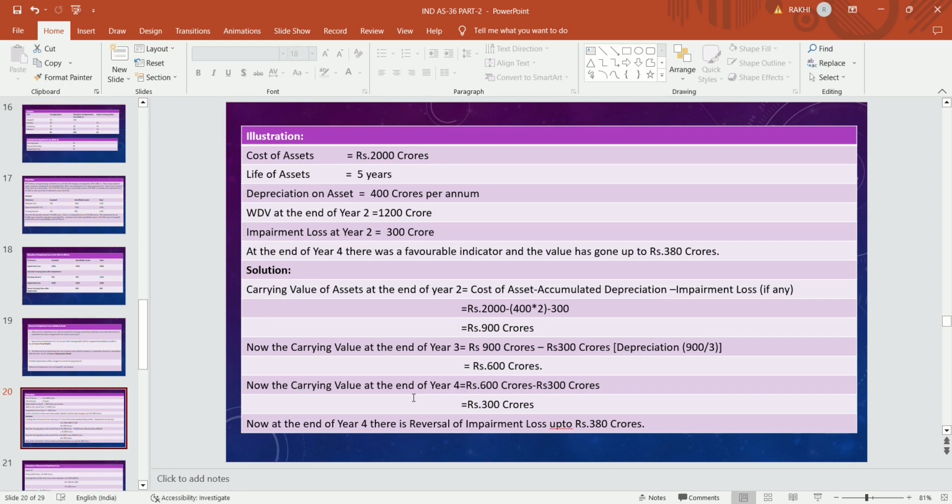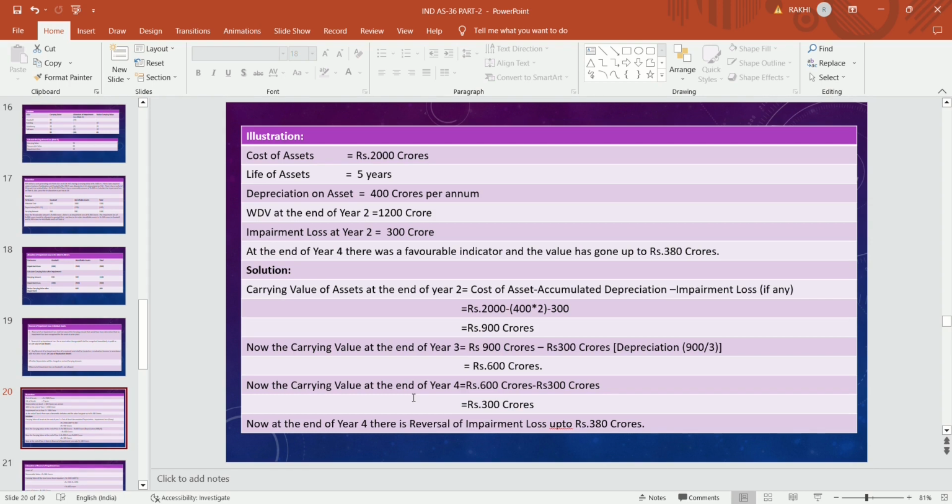Carrying value of the asset at the end of second year is cost of asset minus accumulated depreciation minus impairment loss, if any. So the cost of asset is 2000 crores, accumulated depreciation is 800 crores, minus impairment loss at the end of second year is 300 crores. So the carrying value at the end of second year will be 900 crores.